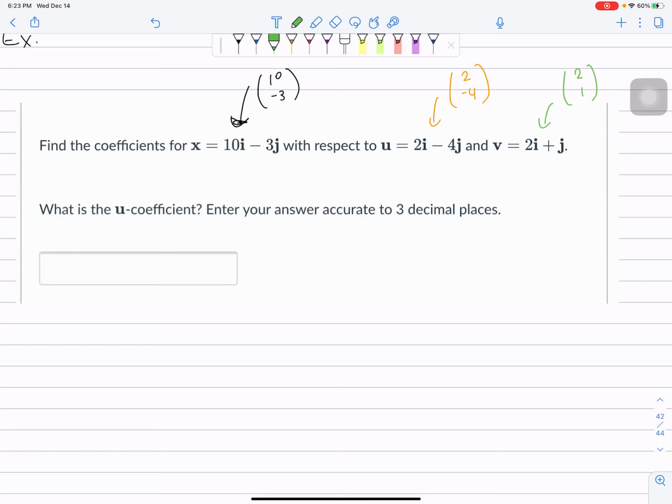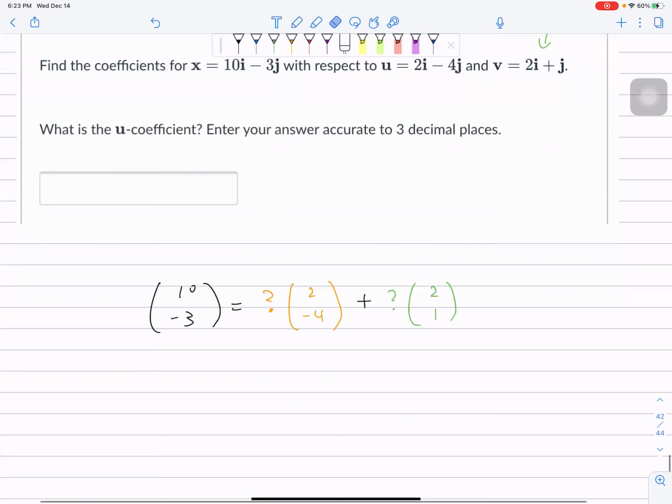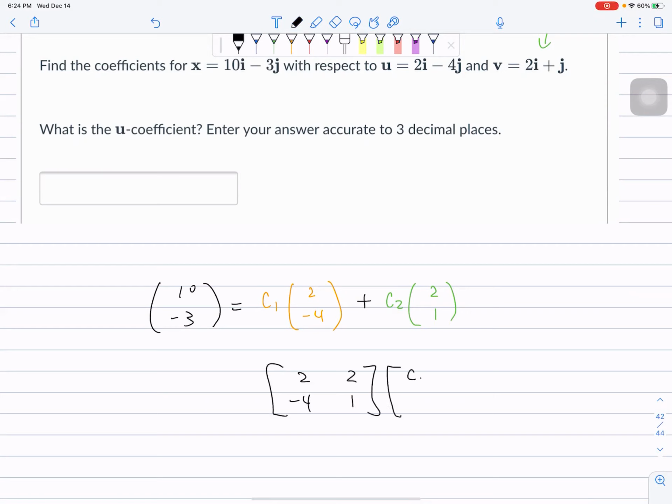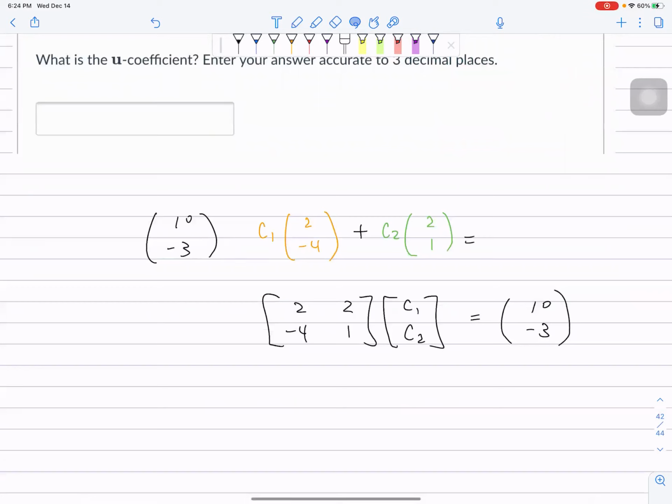So to get my new basis, I want to say (10, -3) equals some number, I want to find out what this number is, times (2, -4), plus some number times (2, 1). Let me give these question marks names, so I have c1 and c2. This means I'm solving the matrix with columns (2, -4) and (2, 1) times (c1, c2) equals (10, -3). So I just wrote the (10, -3) on the other side.